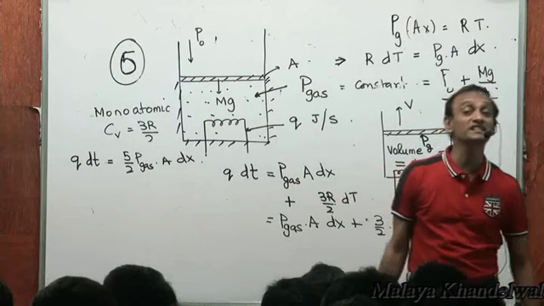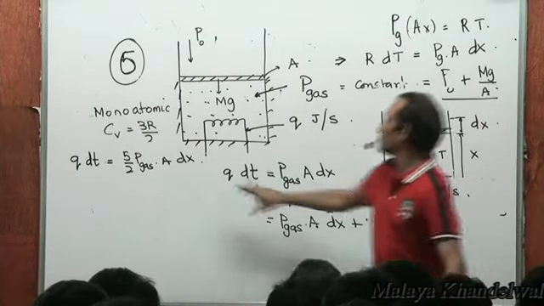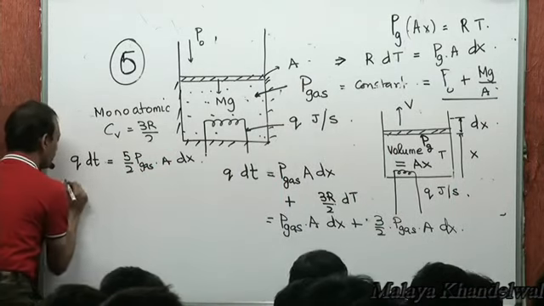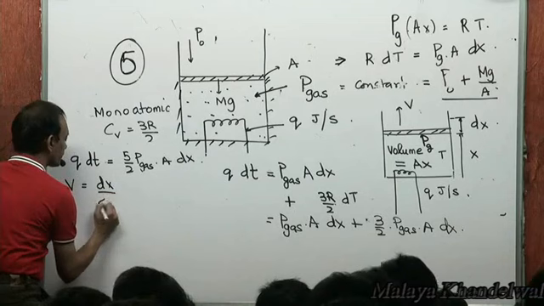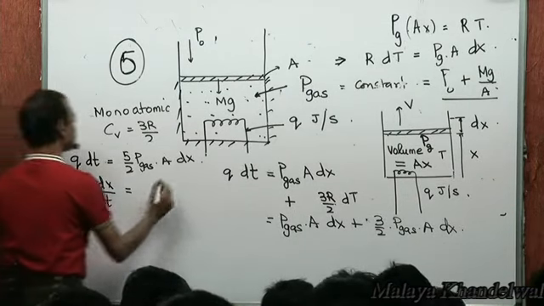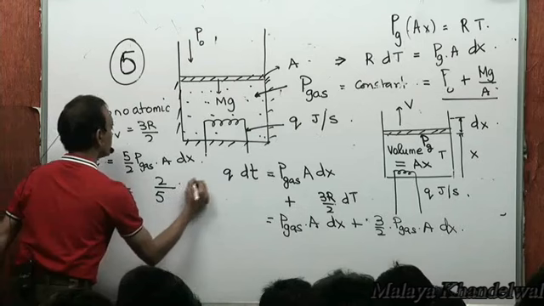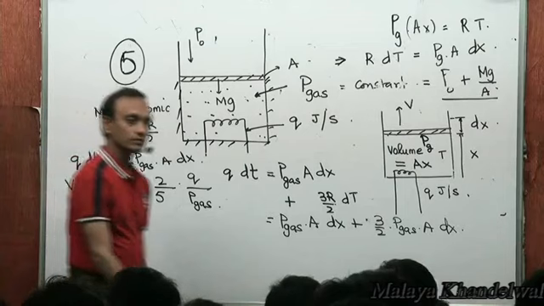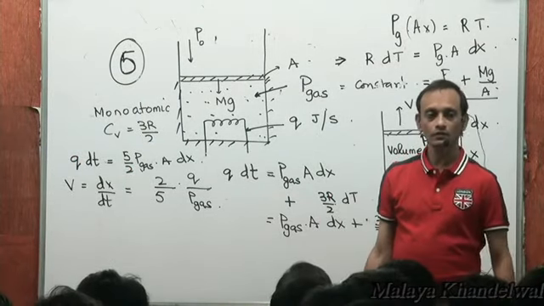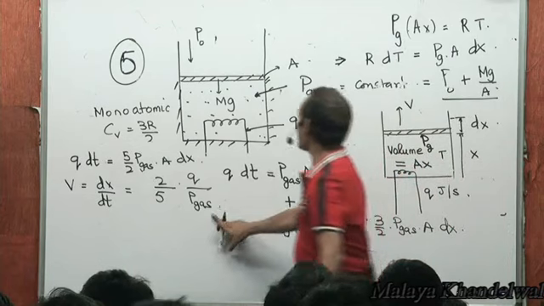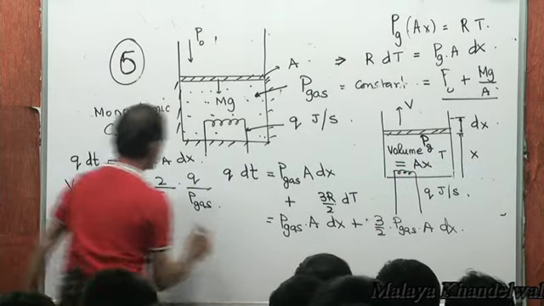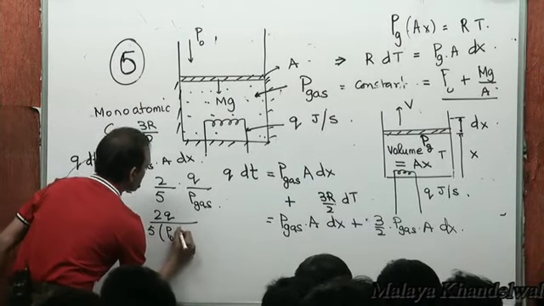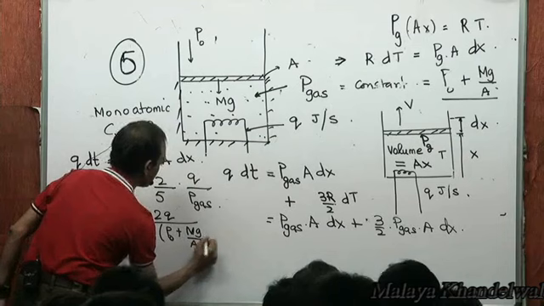What's the velocity? dx/dt is going to be the velocity. The pressure of the gas is the same as Pg. So dx/dt would give me the velocity, which is 2Q divided by 5 times the pressure of the gas. And the pressure of the gas you can replace by what remains constant, P naught plus mg by A.